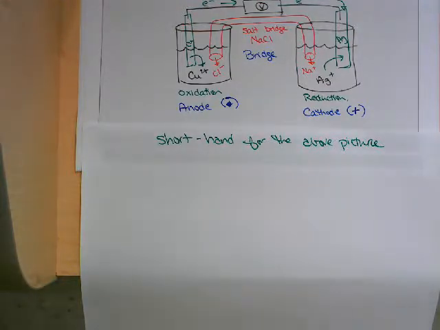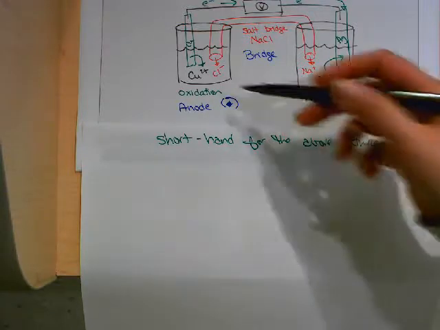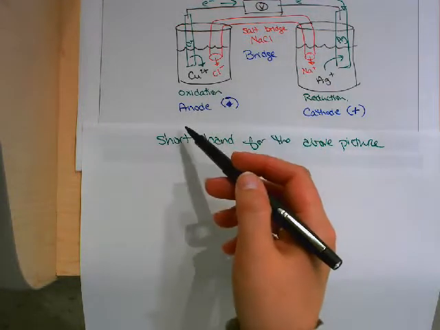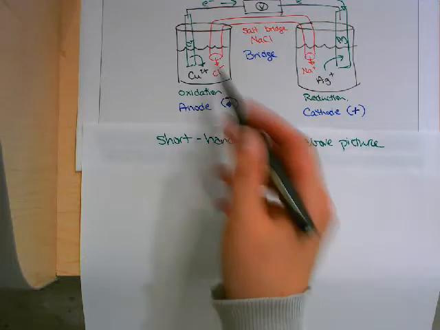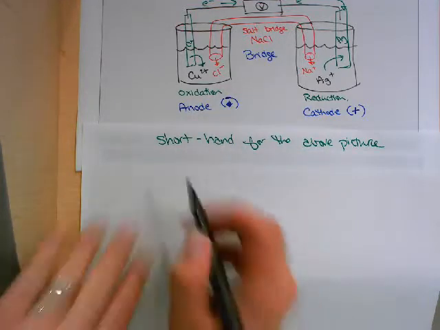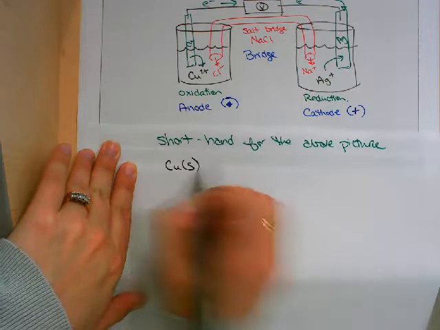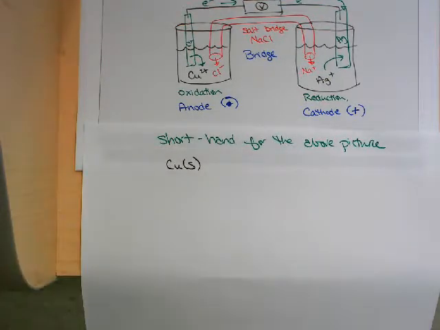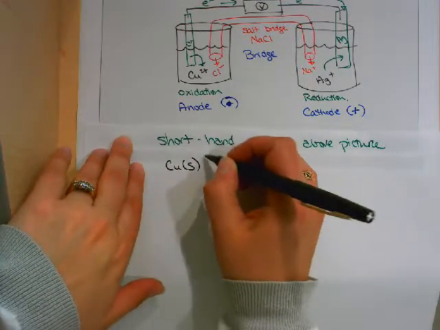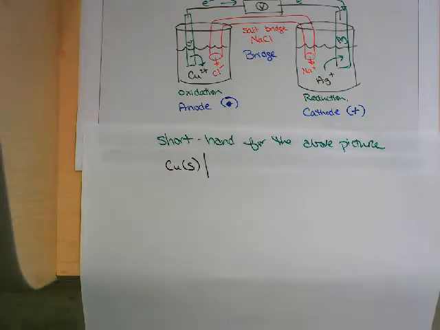We're going to put all the items that are in the anode, we're going to draw them first, right, because the anode comes first: anode, bridge, cathode. So everything at the anode, and we always start with the solid phase of whatever metal we're looking at. So copper solid. Okay? And then for shorthand, I'm going to draw an up and down vertical line.